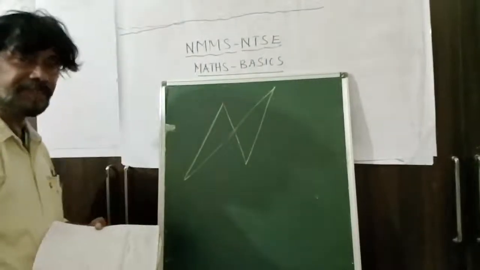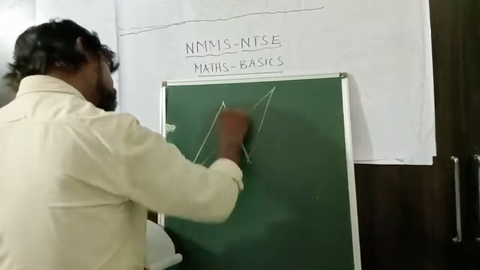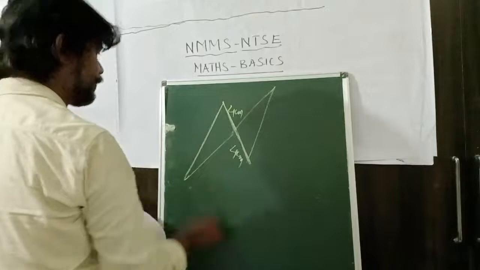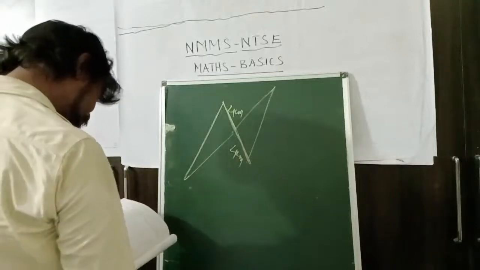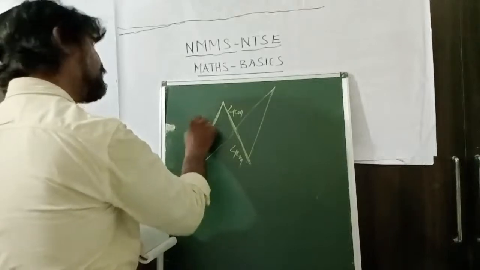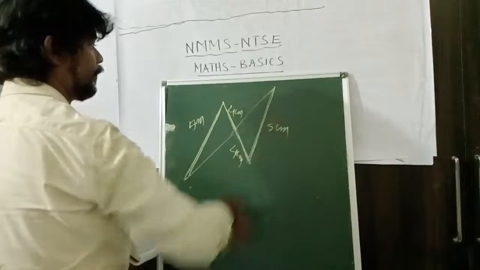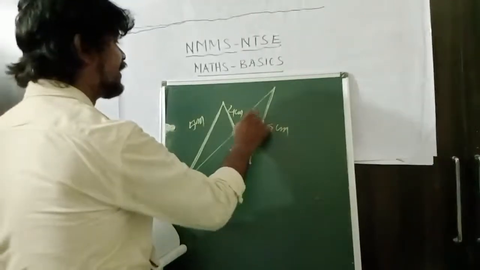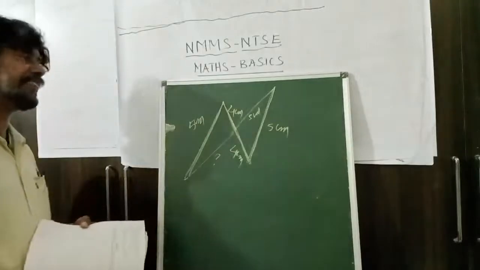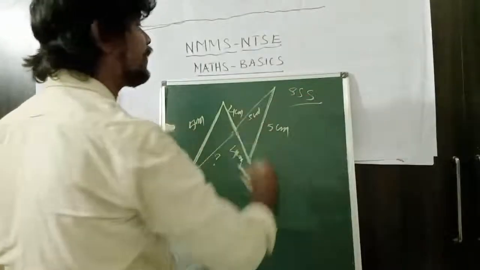This is another figure. This is 4 centimeters and this is 4. And this is 5 centimeters and this is 5 centimeters. If this is 3 centimeters, what is the size of this triangle? If it follows the SSS rule, another.